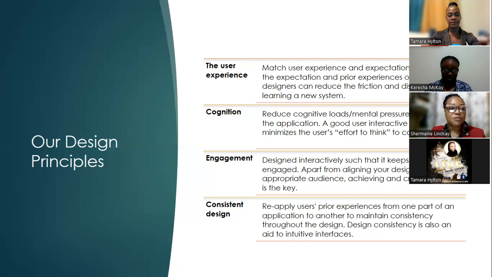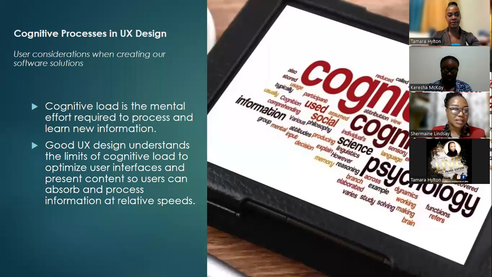All right, so we're moving on to the cognitive processes in UX design, and we really want to look at the mental effort that is required to process and learn new information. When we think about the user's attention, we want to ensure that they are able to identify and process specific information and prioritize what is relevant to the situation or goal and filter out what is not.